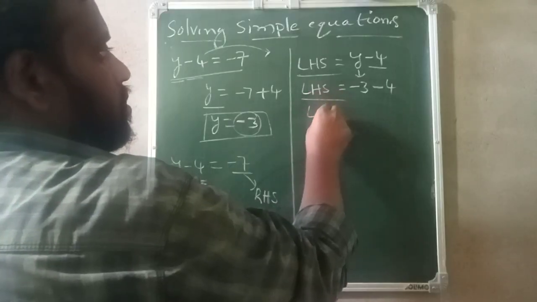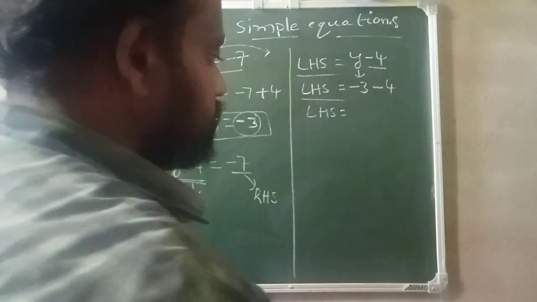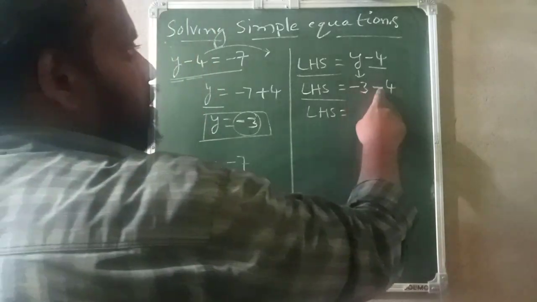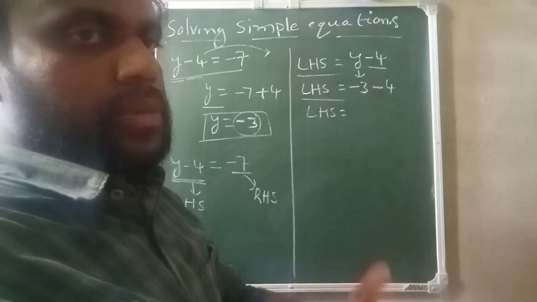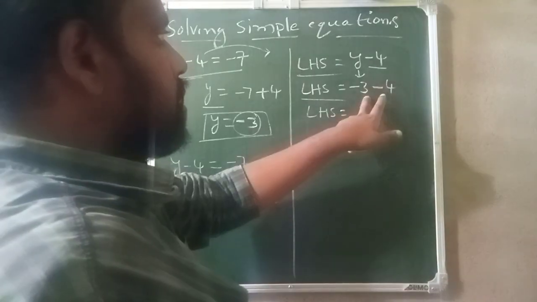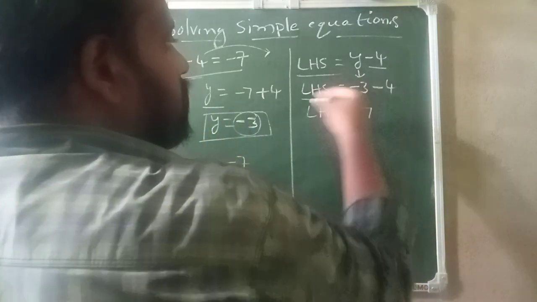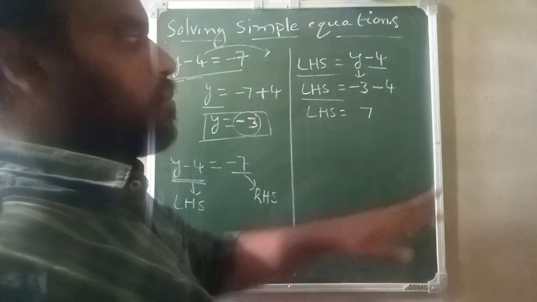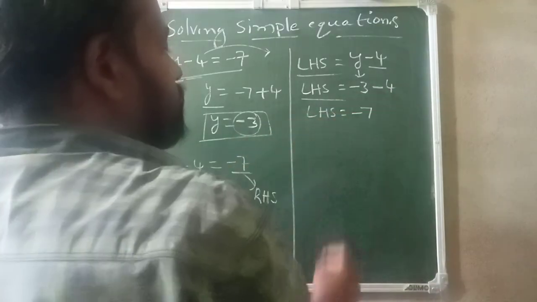Next step, write this LHS is equal to, here also minus, here also minus. So when you multiply minus into minus, plus, plus means addition. That means we have to add 3 and 4. When you add 3 and 4, you get 7. Okay. The sign in front of bigger number 4 is minus. That minus you write here.